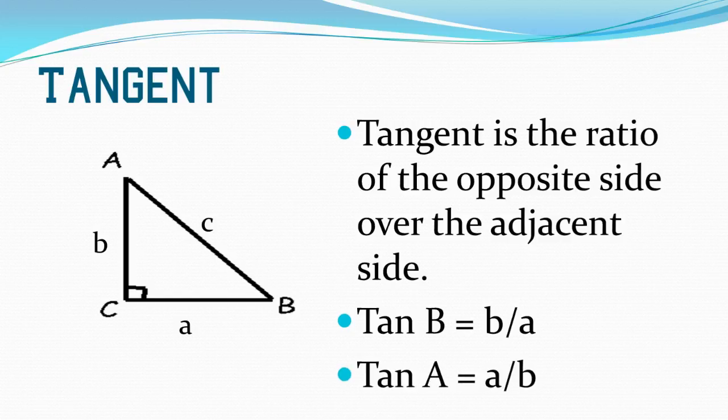Tangent A, it changes. So the tangent of angle A is equal to A, which is the measure of the side directly opposite the angle, and B, the adjacent side, which is touching the angle.